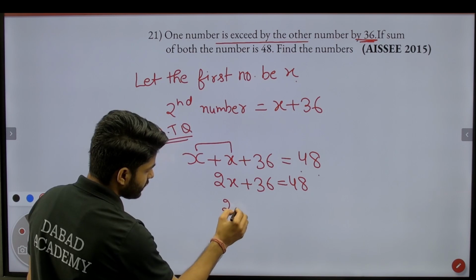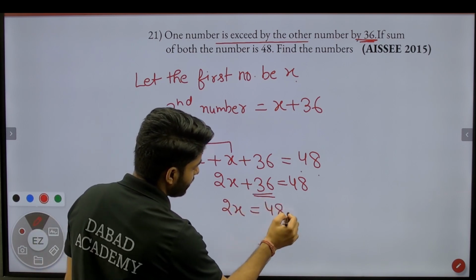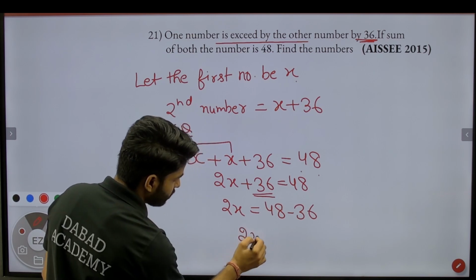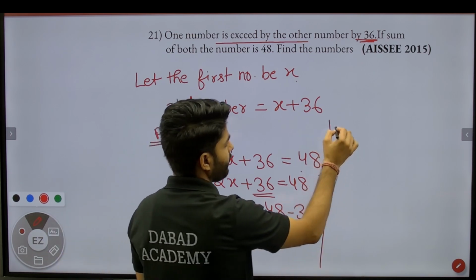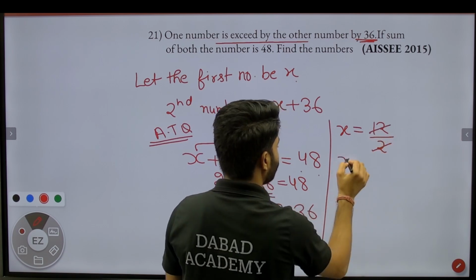Now we have 2x here. 36 is added on the left hand side. When we take it to the right hand side, it will be minus. Then 2x equals 12. Now we have to find the value of x, that is equal to 12 by 2. When we cancel these two numbers, then the value of x is 6.